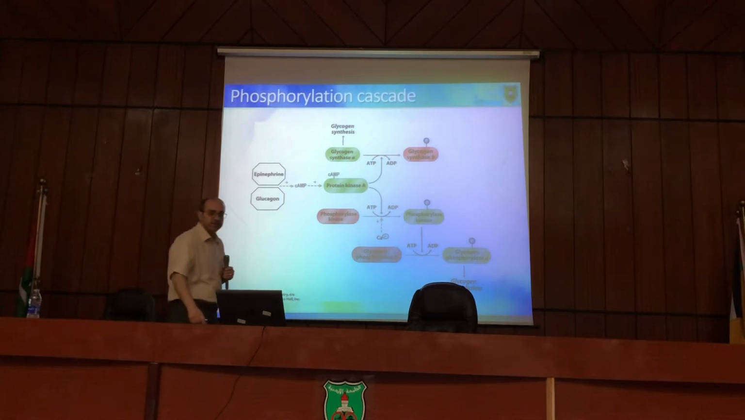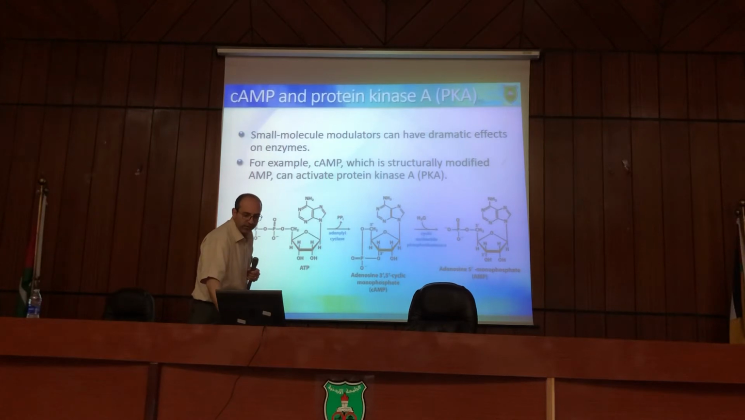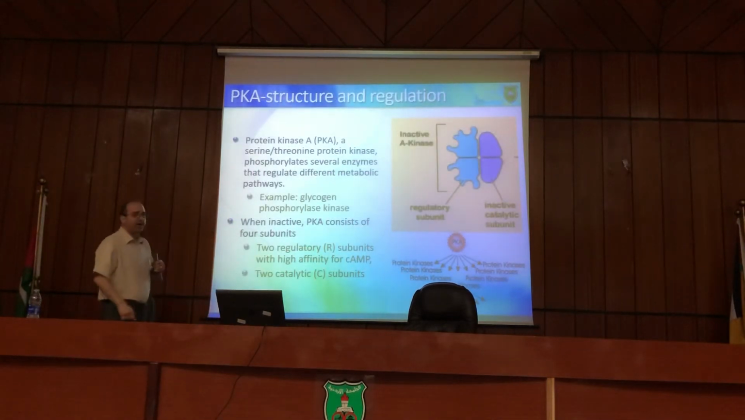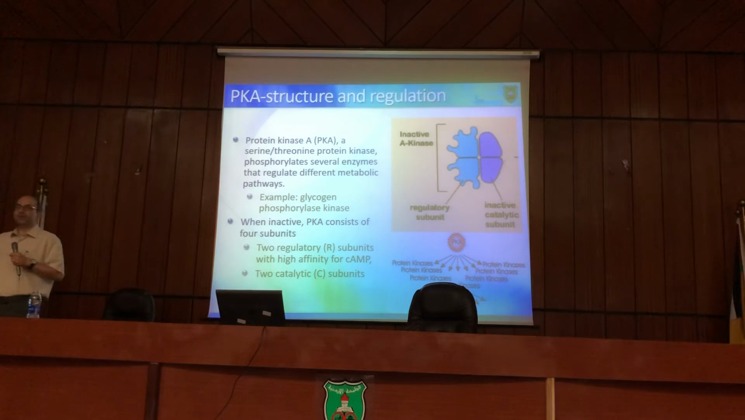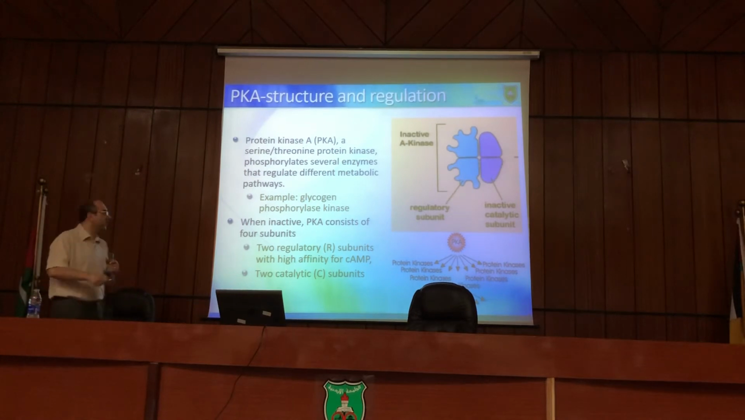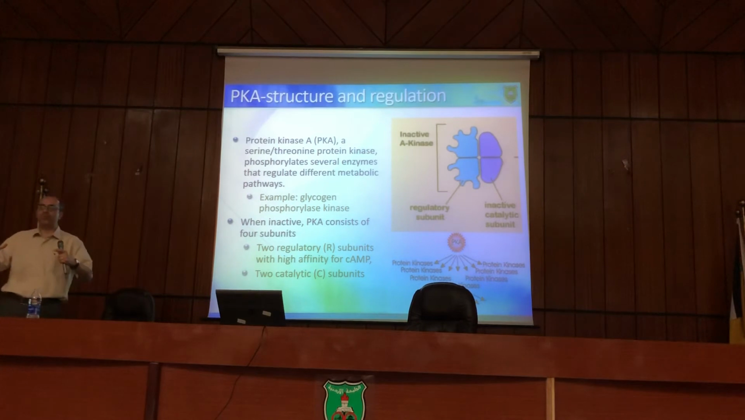Cyclic AMP binds to protein kinase A. Protein kinase A is a tetramer. It's a large molecule made of 2 catalytic subunits and 2 regulatory subunits. In the inactive state, it's formed as this large complex. It has this large structure. The 2 regulatory subunits bind to the catalytic subunits, inhibiting them.